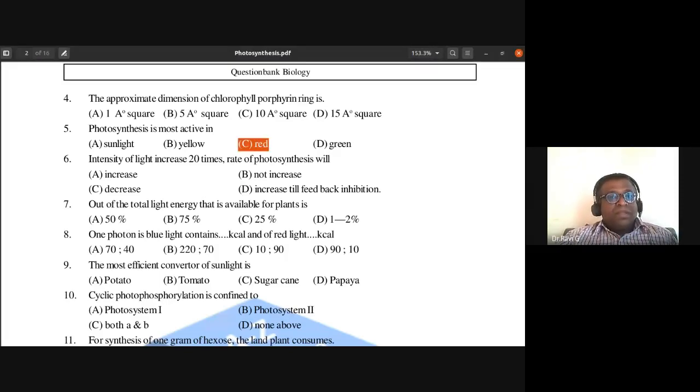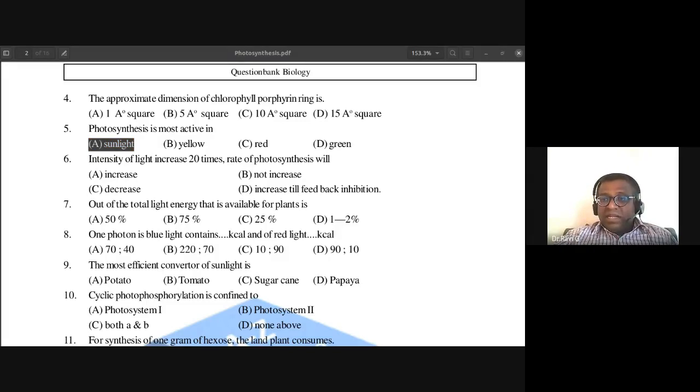So the fifth one: photosynthesis is most active in sunlight, you have to take it, because it has both blue and red wavelengths of light, whereas red wavelength is just one part of it. So the right answer is sunlight, because it has both blue and red wavelengths of light. So A is the right answer.